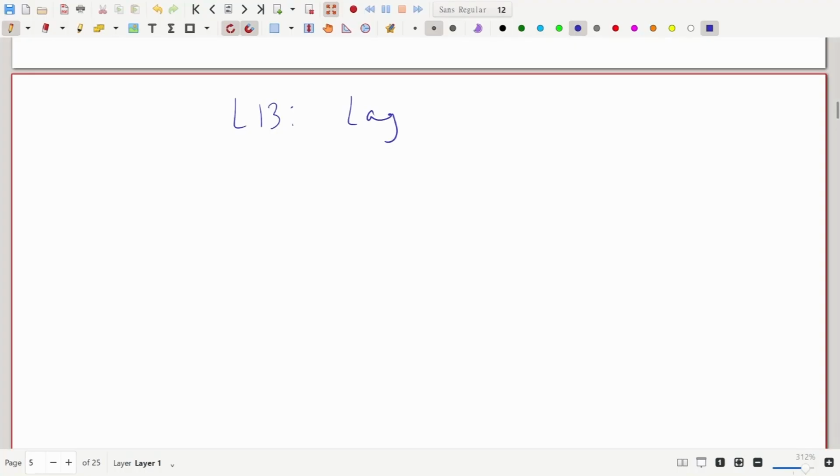Okay, welcome to lecture 13. In lecture 13 we'll discuss the Lagrangian for a free particle. The simplest possible system is a free particle, maybe in one dimension. So we will see what the structure of the Lagrangian will be.